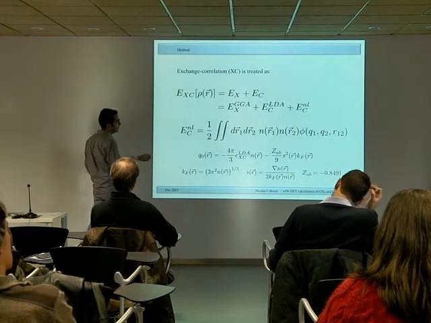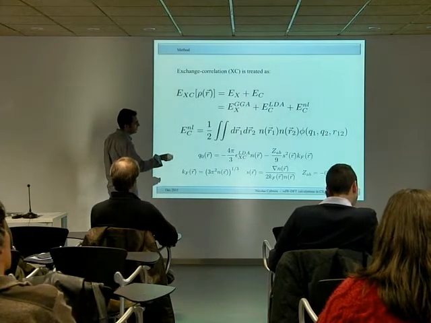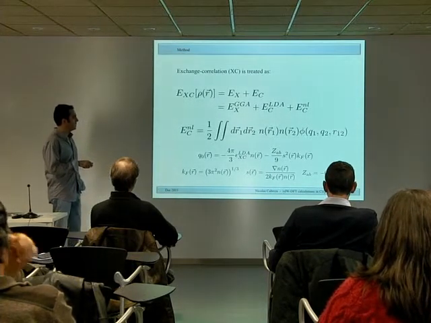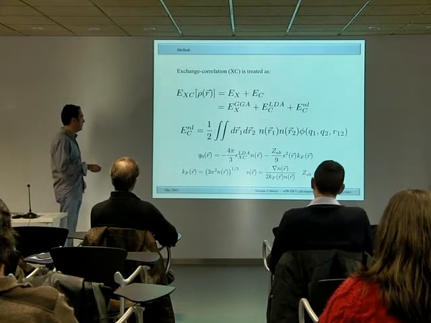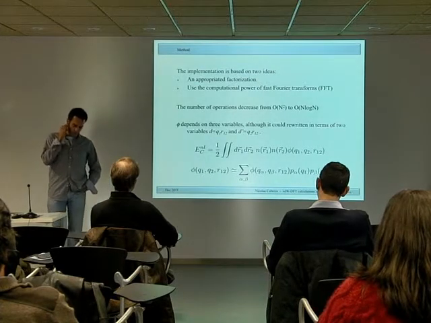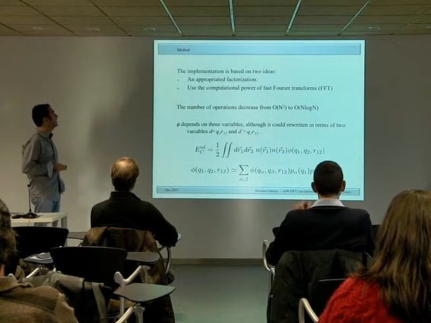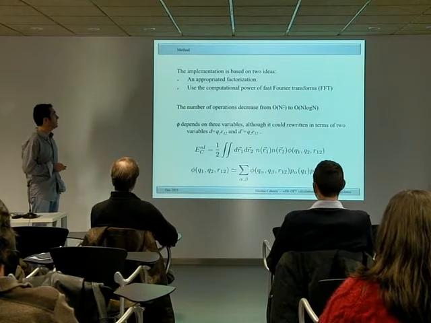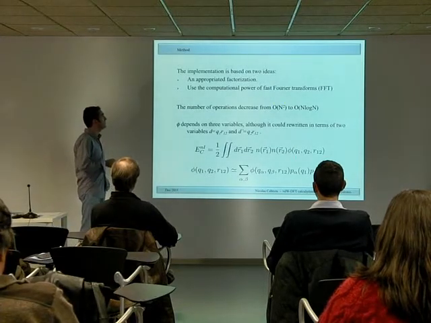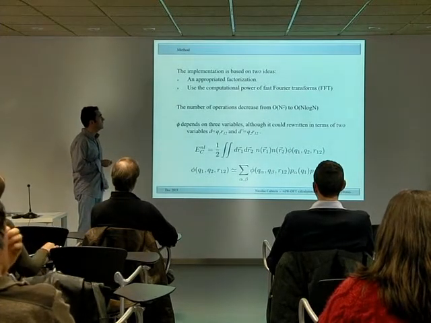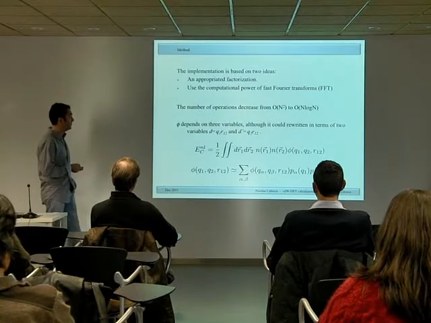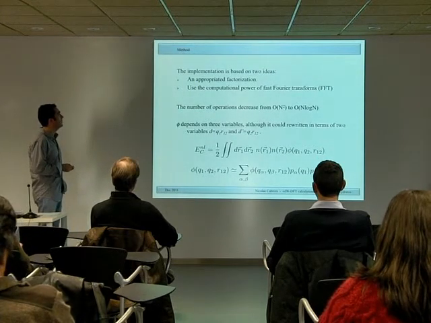This is the double integral of the electronic density at two points, and a universal function which depends on the distance between the points and on another universal function. So, in order to study big systems with this functional, a new, cheaper implementation was made. That implementation is based on two ideas: an appropriate factorization of the universal function, and the use of the fast Fourier transform.